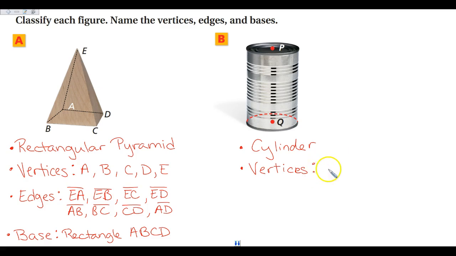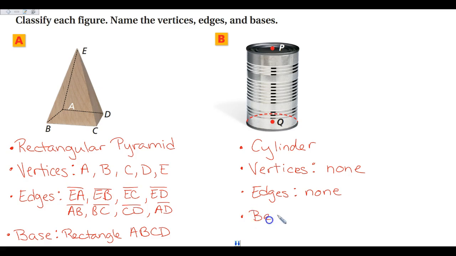And your answer should be no. There are no vertices here. Okay, then we're going to name the edges. Are there any straight edges? Are there any segments here? No, so there are no edges.